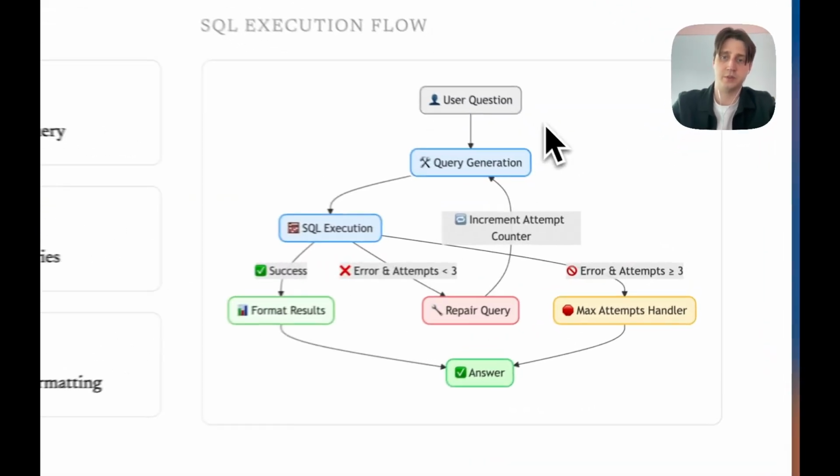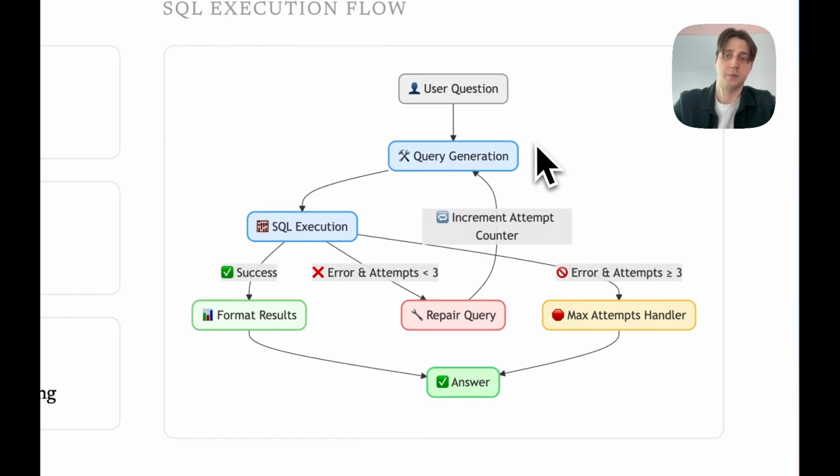On the diagram, you can see that we have a main query generation node that sends the query to the execution node. If we encounter any errors, we'll send that information back to the query generation node and try to repair it. Once we have a final working solution, we'll format the results and send them back to the user.